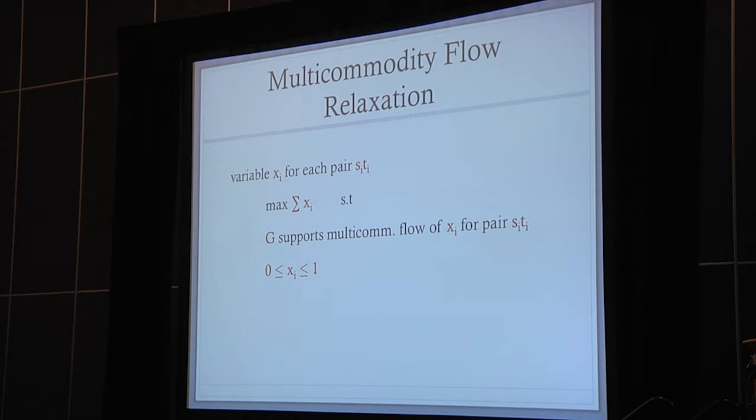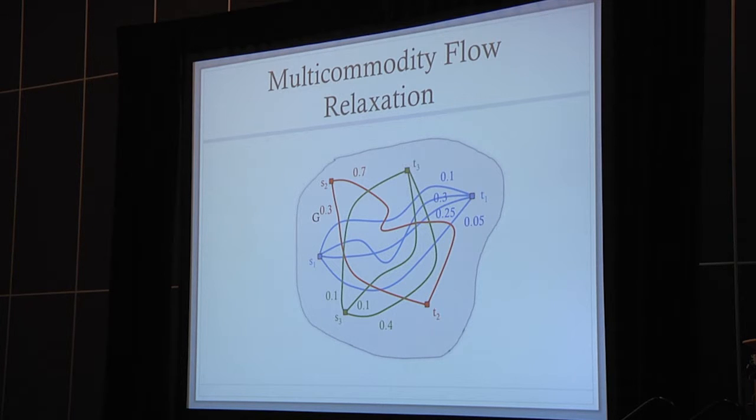I will relax it to be a flow. So I want to find a flow from Si to Ti of xi units, and the total amount of flow going through a node is at most 1. That's a flow relaxation, and because it's a linear programming relaxation, I can solve it efficiently. Here is an example, a cartoon picture because the real graph is too messy.